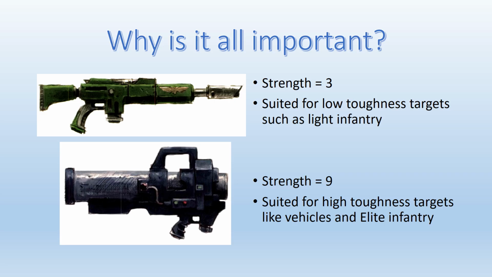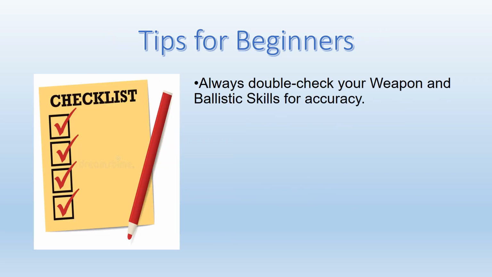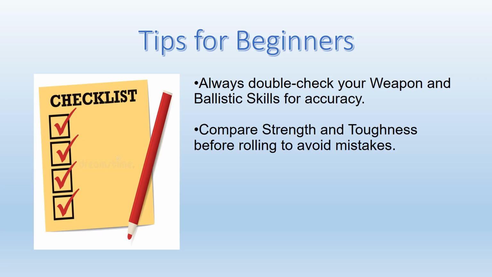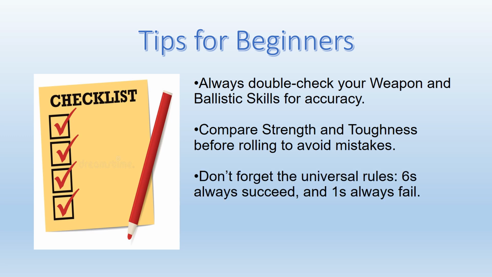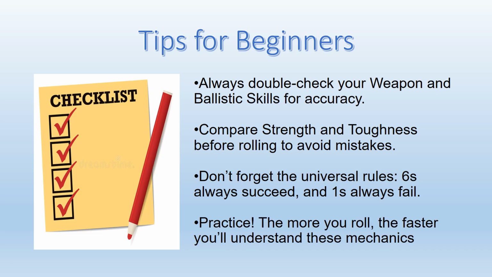And we're going to finish off here just with some tips for beginners. So you should always check your weapon skill and ballistic skills for accuracy when you're selecting your units. Compare strength and toughness before rolling to avoid any mistakes. Don't forget the universal rules: 6s always succeed, 1s always fail. And practice. The more you roll, the faster you'll start to understand these mechanics based on the units you're using.